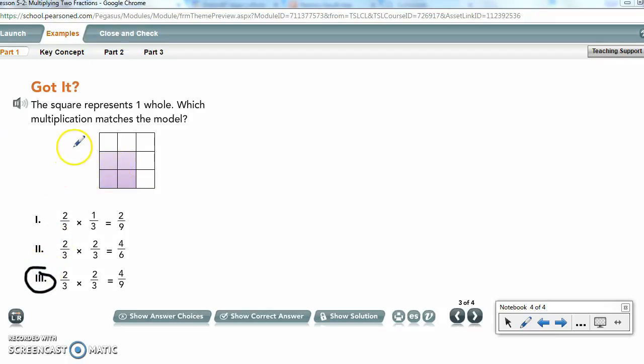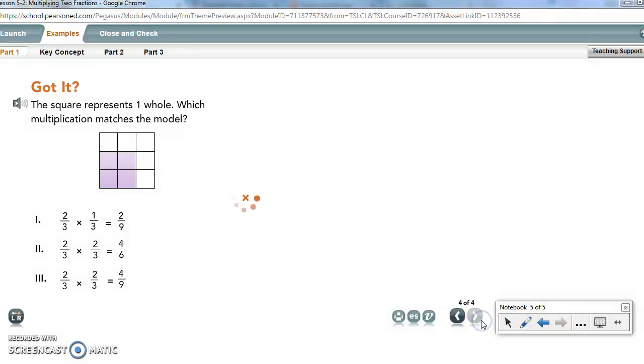But why? When you do 1, 2, 3 for thirds, and 2 out of the 3 are shaded here, I'll just do a quick little squiggle, and then 1, 2, 3, and 2 out of the 3 are shaded here, I have a total of 4 that are overlapped. So 4/9 is my total, or my product.